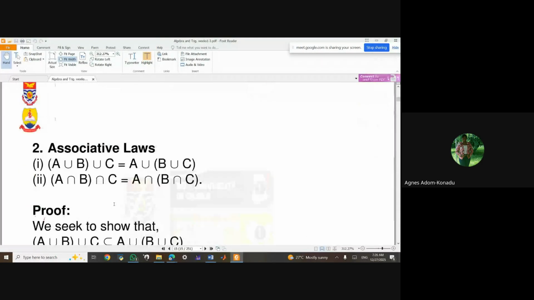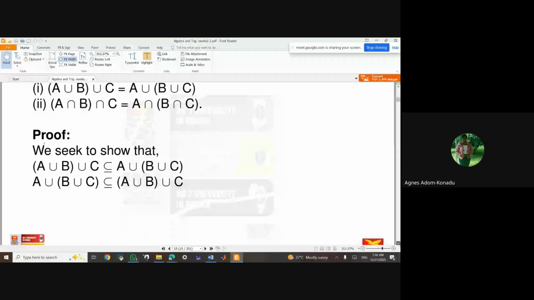So the next law that we want to look at is the associative law. That says that A union B in a bracket union C is the same as A union in a bracket B union C. Then when we come to the intersection, A intersection B in a bracket intersection C is the same as A intersection, and then you open a bracket B intersection C. Okay, so this one too, we will look at one of the proofs.